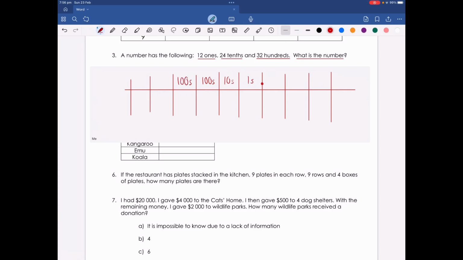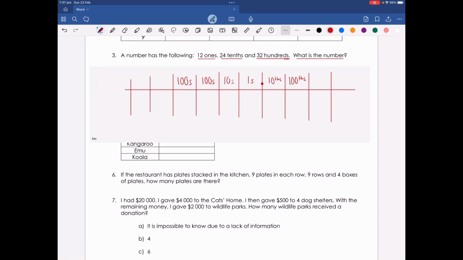Let's see, we don't need to go that far actually. Now, what is on the other side? This is our tenths column, our hundredths column, and that's all we need, because it only goes to 32 hundredths. It only goes to 24 tenths. We didn't read this closely enough.